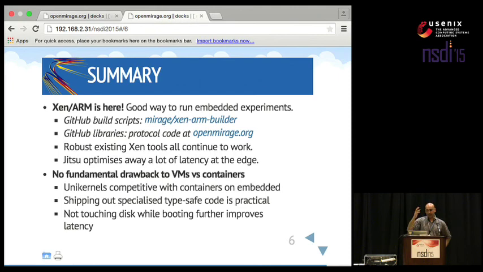You can obviously do Linux-based experiments. You don't have to use unikernels, but I don't see why you wouldn't. And then the other good thing is that all of the existing tools that we use in Xen are robust and just continue to work with this tool stack.